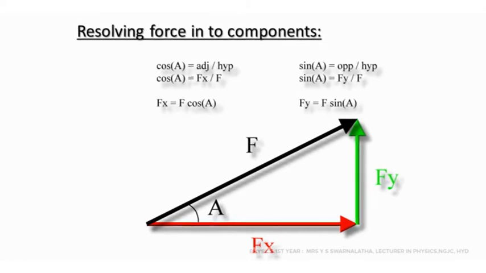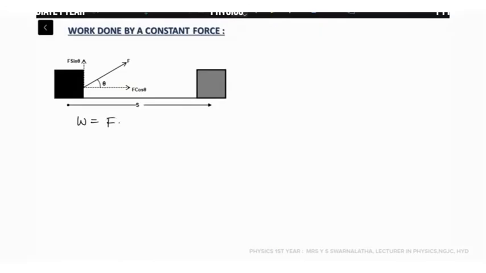సో fx అంటేనేమో horizontal component, fy అంటే vertical component. So remember children, always horizontal component will be cos theta and vertical component will be sin theta. Work done in any general case is understood as the dot product of force and displacement. W is equal to F dot S and W is equal to Fs cos theta. So what I am doing here is I am resolving this force vector into two components, that is horizontal component as F cos theta and vertical component is F sin theta.